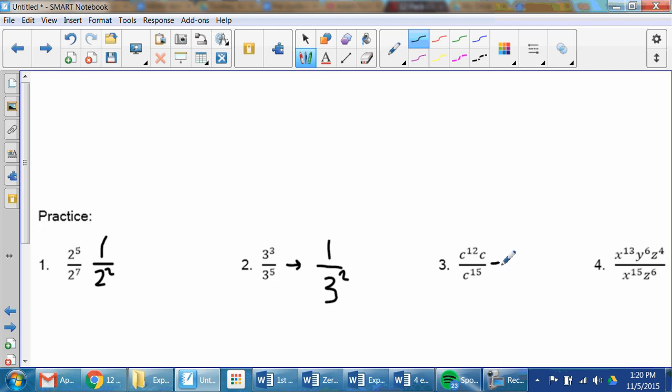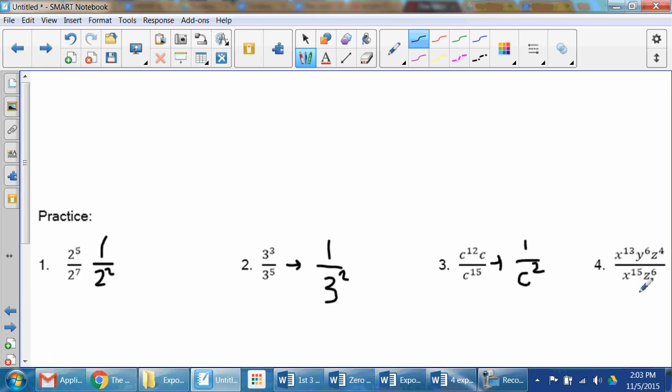They get c to the 13th on the top. On the bottom is c to the 15th. There's 2 more on the bottom, so that turns to be 1 over c to the second power on the bottom. This last one has x's on the top and on the bottom. The bottom has 2 more x's, so on the bottom I would write x squared. The y has nothing on the bottom, only on the top, so I would have y to the 6th. And then the z's have more on the bottom. They have 2 more on the bottom than on the top.